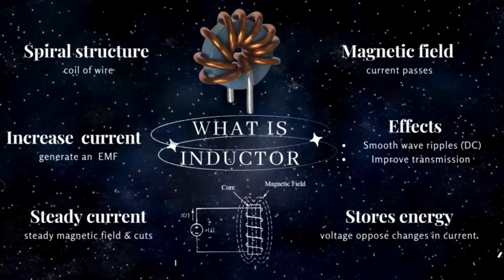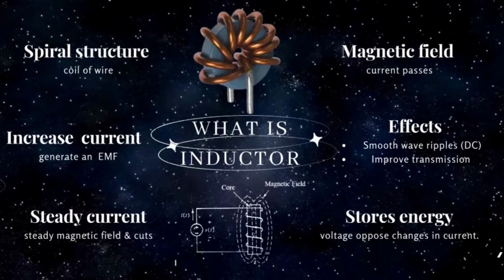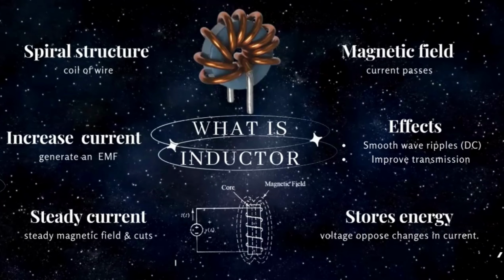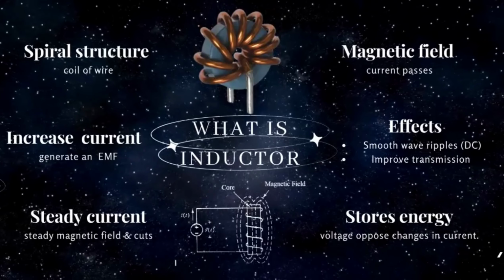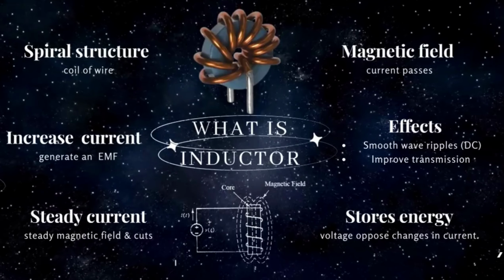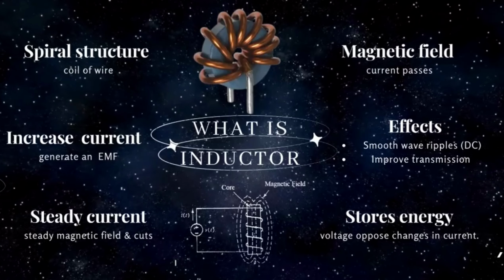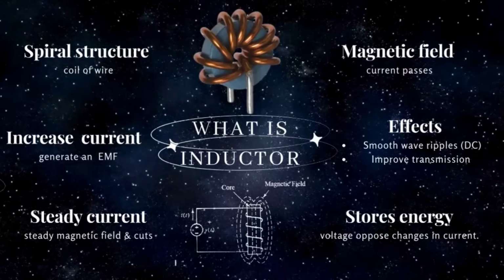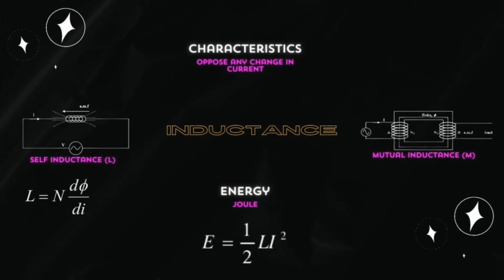Now, let's talk about the effect of inductor as an electrical device in the electrical circuit. Firstly, it can smooth the wave ripples in the DC circuit. The use of inductor can also improve the transmission characteristics of waves in the telephone line.